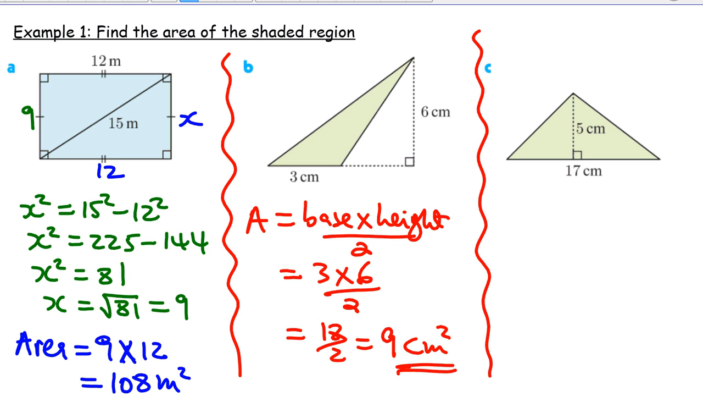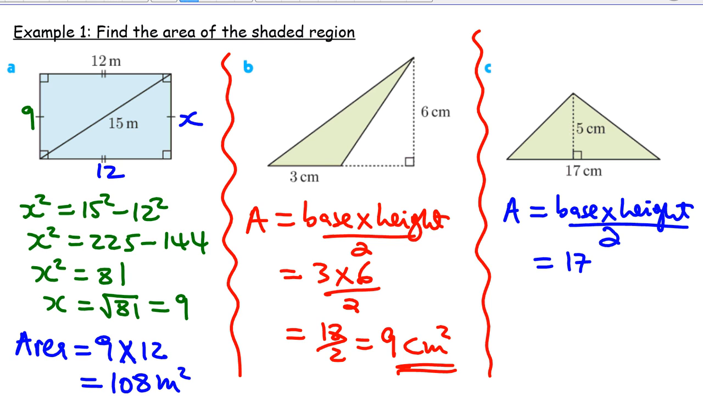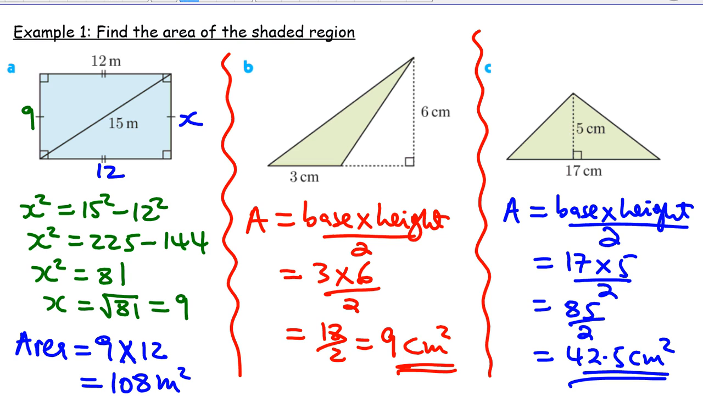The last shape, we have a triangle as well. So area will be equal to the base times height divided by 2. Now the base here is 17, the height is 5, divided by 2. Now 17 multiplied by 5, that will be 85 divided by 2, which will give you 42.5 centimeters squared.